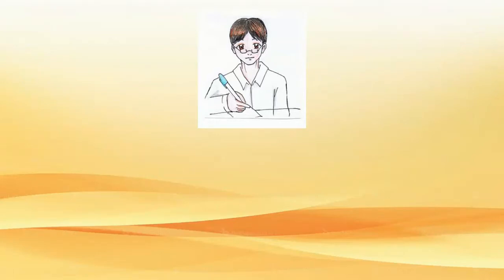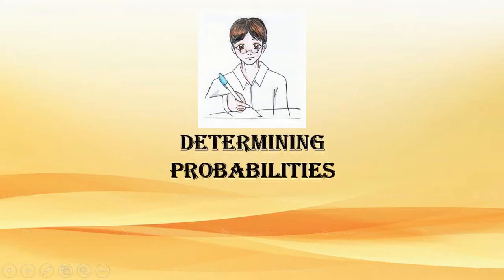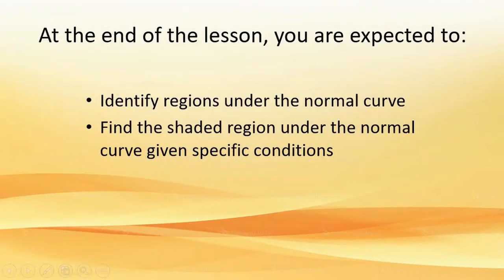We are now going to discuss determining probabilities. At the end of the lesson, you are expected to identify regions under the normal curve and find the shaded region under the normal curve given specific conditions.